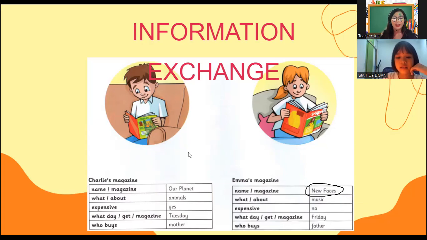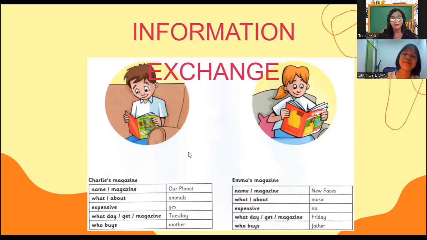Yes. Okay. How about Charlie's? I mean, what is it all about inside the magazine of Charlie? The magazine is about animals. Very good. How about Emma's magazine? What is it all about? It's all about music. Correct. Okay. Is Charlie's magazine expensive? Yes. How about Emma's magazine? Is it expensive? No. Emma's magazine isn't expensive.